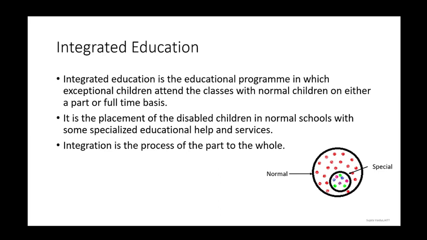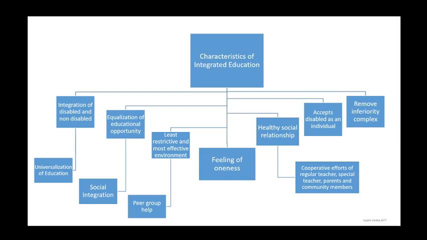Means as we saw in the normal education, the special students are excluded. In special education, the special students are segregated from the normal students. So in integrated education or school system, this special education are integrated with the normal children on either a part or full-time basis. There are some characteristics of integrated education.